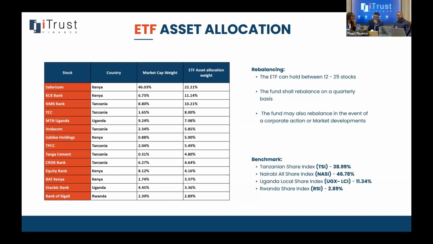In terms of benchmark, we'll be tracking these benchmarks. We'll be tracking this ETF against the benchmark. The benchmark will have 38.99% of the TSI, 46.78% of Nairobi All Share Index, which is NASI, 11.34% of the Ugandan Local Share Index, and lastly, 2.89% of Rwanda Share Index.